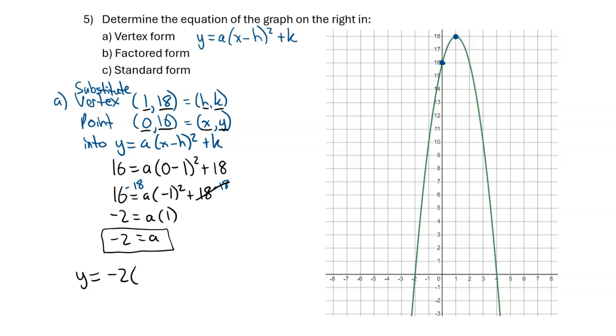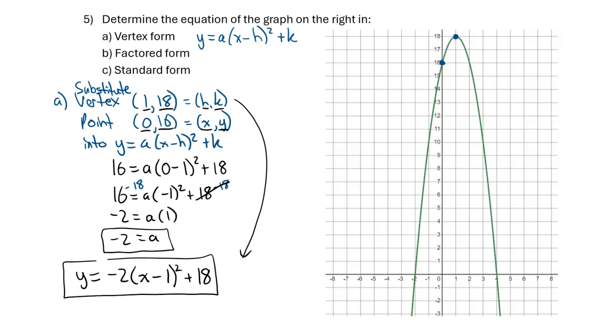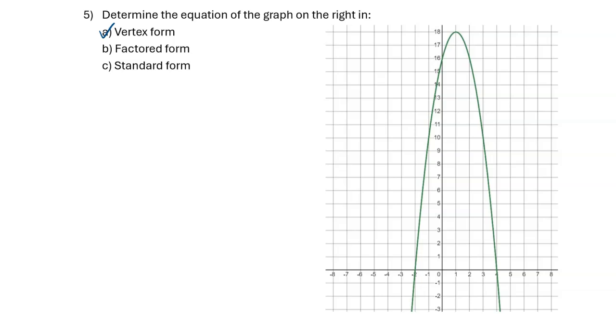So a is -2. And so we get a final answer substituting the a value in and substituting the h and k values in, leaving the x and y as general variables in the equation. So we get y equals -2, x minus 1 all squared plus 18. So now that we've done the vertex form, let's move on to factored form.